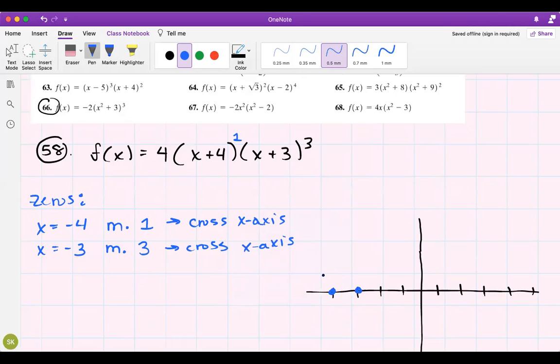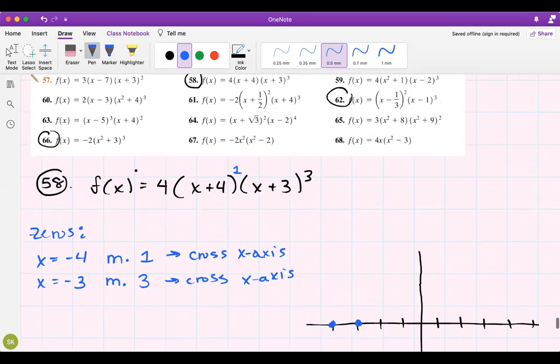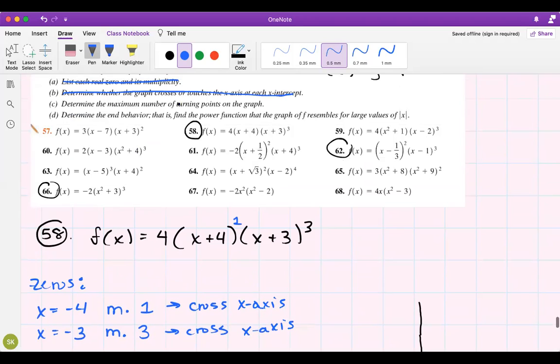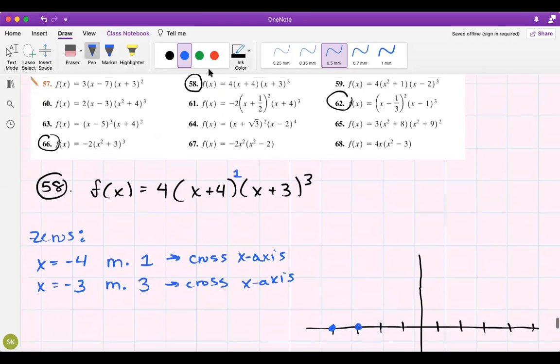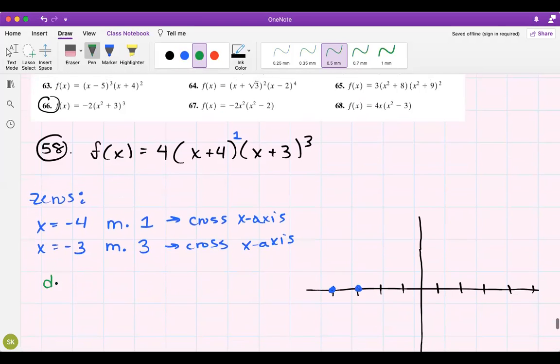So we have some options here. We can go down like this, and then eventually we'll have to go up, or we can go up and then go down here. But let's see what happens the further we go along with this problem. Now we want to determine the maximum number of turning points on the graph. To do that, we need to figure out the degree of this function. So let's put right here the degree.